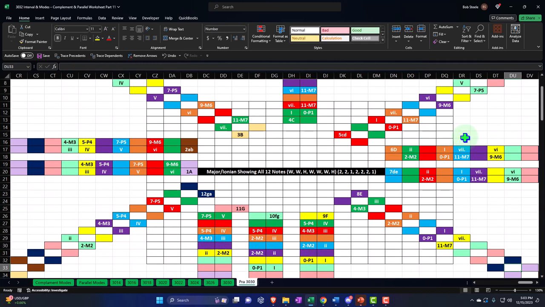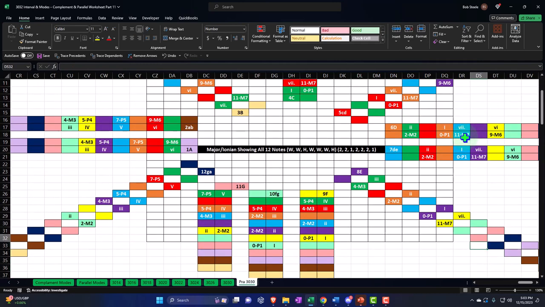And then six to seven is gonna be a whole step, skipping that one whole step for here, and that's gonna be the major seven, 11 notes. So now we went back to the one, half step back to the one.